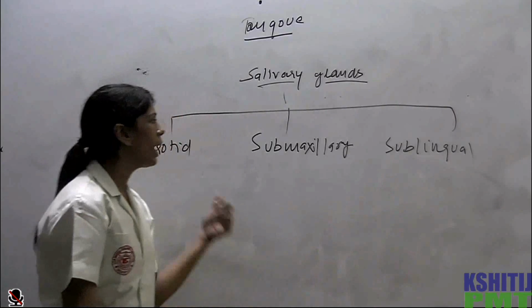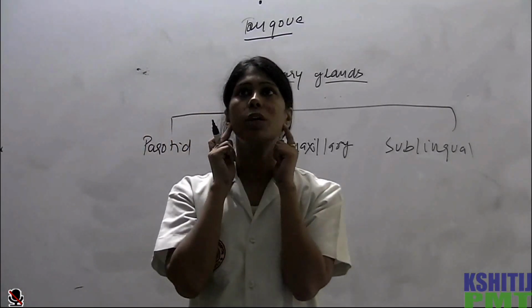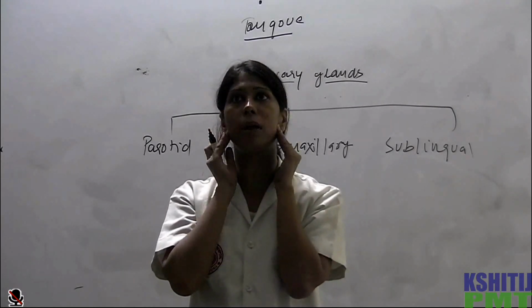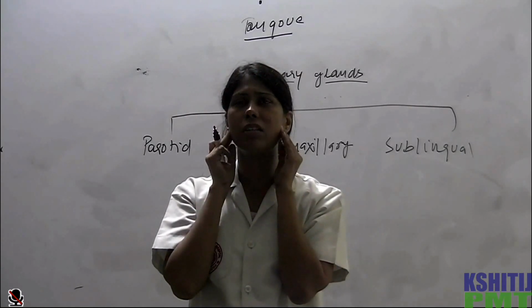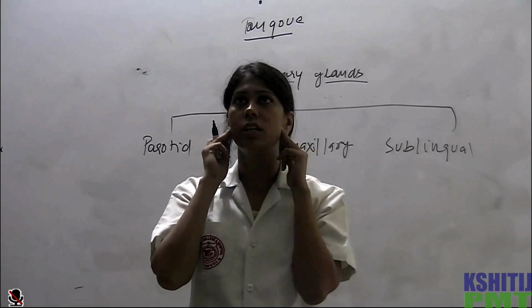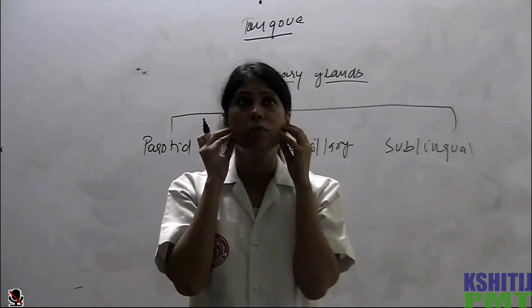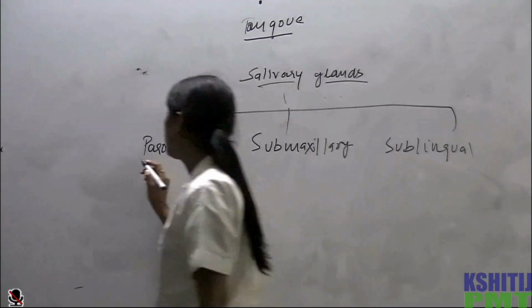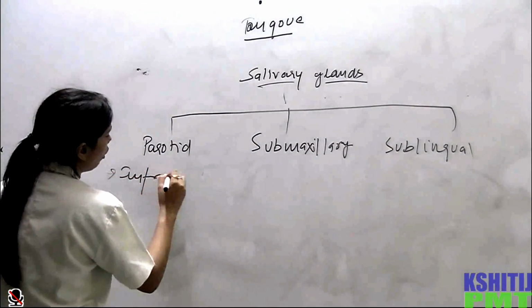So the parotid gland is present here. We have earlobes, right? So it is present just in front of the earlobes. You can even appreciate that by doing this. If you exert pressure here, you can feel a slight pain. That is because of the parotid gland. So here we have the parotid gland, present in front of the earlobe.